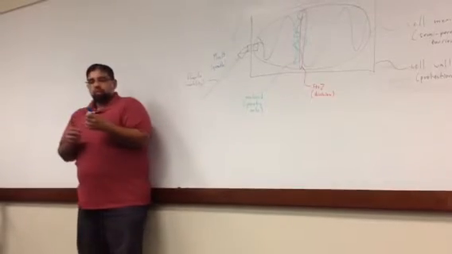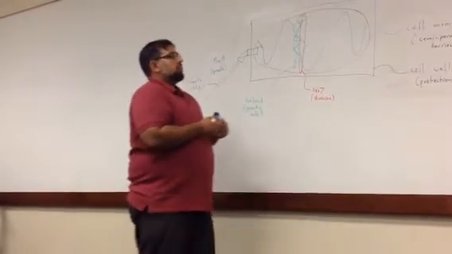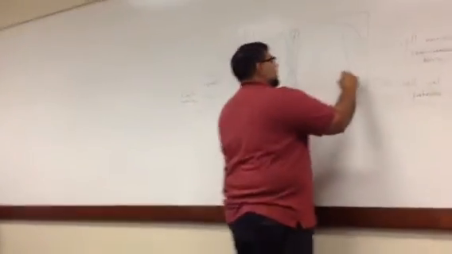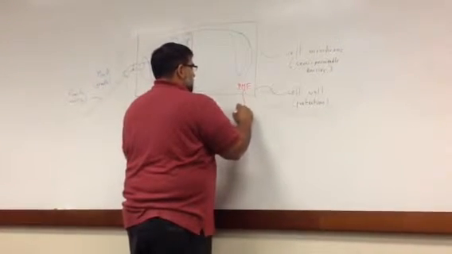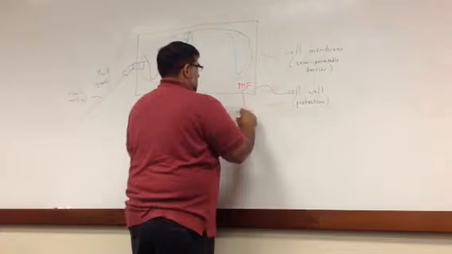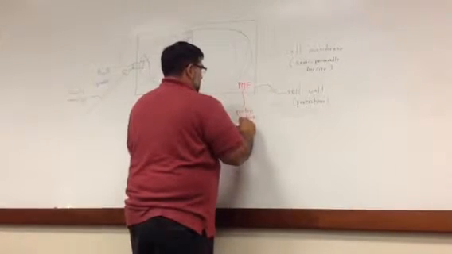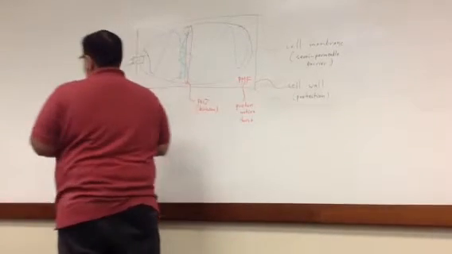PMF. What is the PMF? Electrochemical gradient. Proton motive force, or the electrochemical gradient, and it's used to power the cell, makes energy for the cell. How does the cell generate the PMF? Cellular respiration is the end result.